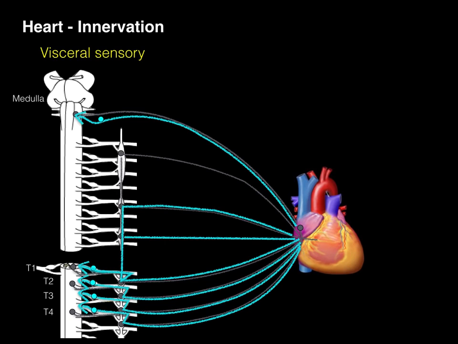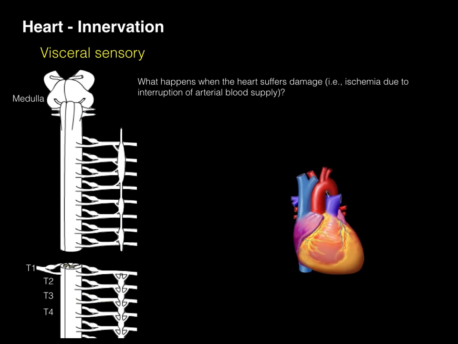These are sensing more ischemia and tissue damage, stretching of the heart wall, and so they're more mediating visceral pain with angina pectoris and myocardial infarctions. So what happens when the heart suffers damage, like ischemia due to interruption of arterial blood supply? Well, let's see what occurs here.